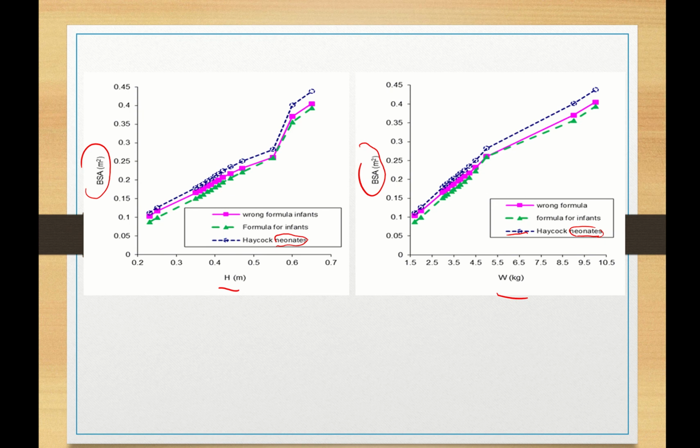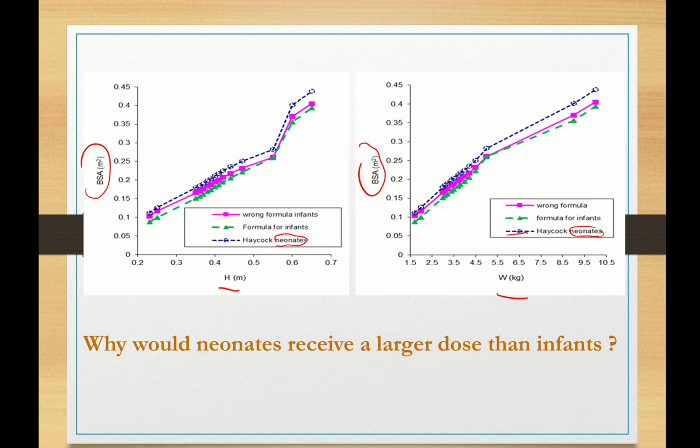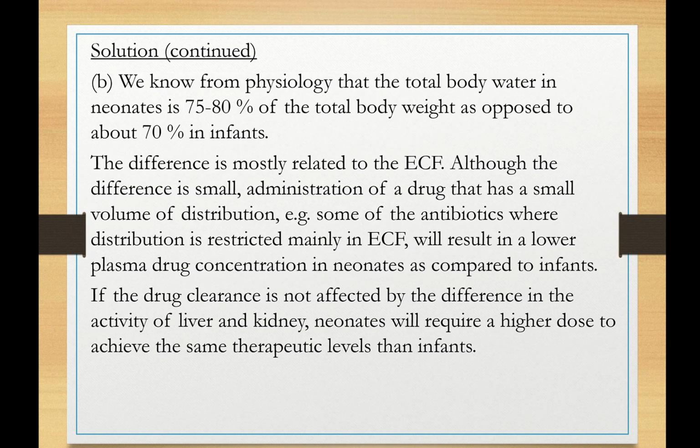And the question here is, why would a neonate, which is less than a month old, take a larger dose than an infant, which could be like a 2 years old individual, much larger, right? So that's exactly all these points that we've been discussing. So why would neonates receive a larger dose than infants? In this case, it could be explained from their physiology. We know from physiology that the total body water in neonates is 75 to 80% of the total body weight, as opposed to about 70% in infants.